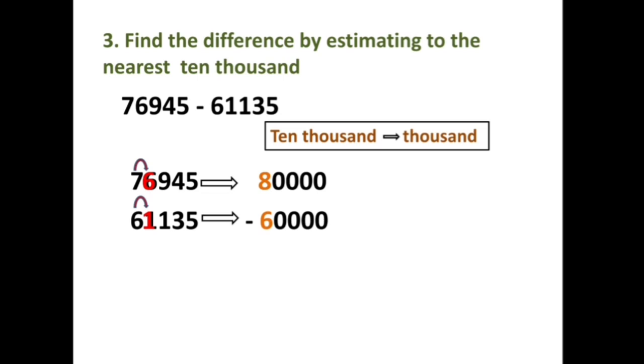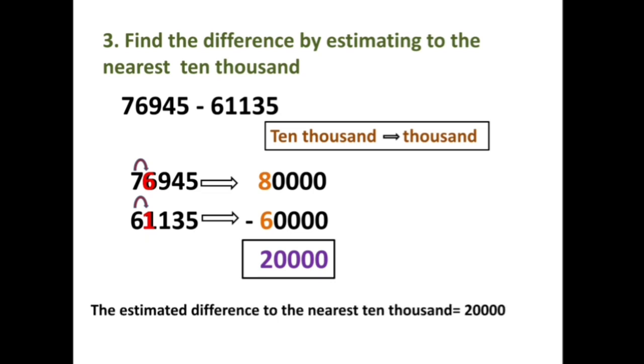Difference means we have to do the subtraction. Now 0 minus 0 is zero. Then 8 minus 6 is 2. So we get 20,000 as the answer. The estimated difference to the nearest 10,000 is 20,000. Here we are doing the estimation for 10,000. We got the answer 20,000. 20,000 means 2 ten-thousands are there. So here also we got the correct answer.